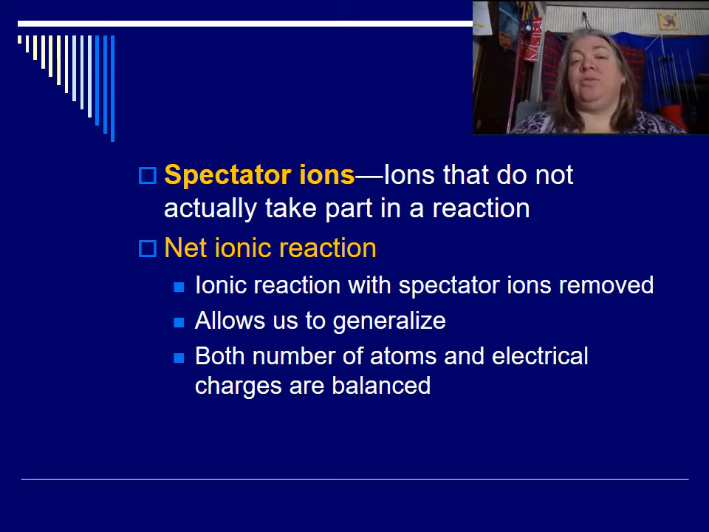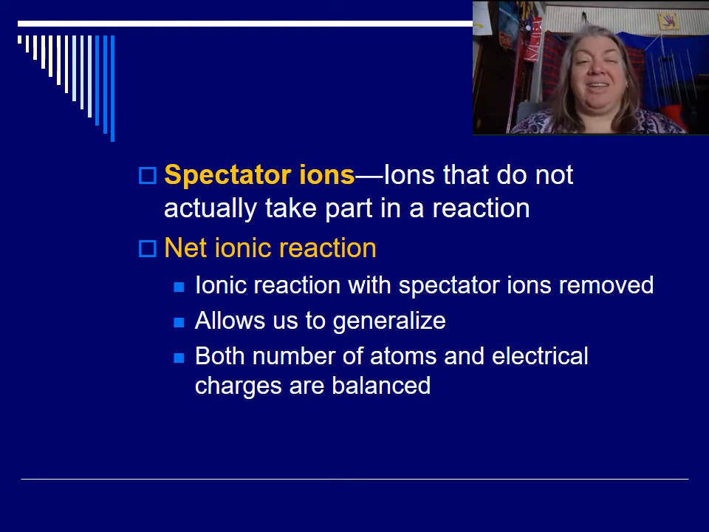If we remove those spectator ions, because again, they're not an important part of the reaction, we end up with what's called the net ionic reaction, net ionic. The net ionic shows us the parts that actually react. This allows us to generalize, so I can say, oh, if I can grab something with this ion, and if I put those two compounds together, I'm likely to form a solid. On this, again, we still have to keep the number of atoms and the charges balanced on both sides. That part never, ever goes away.